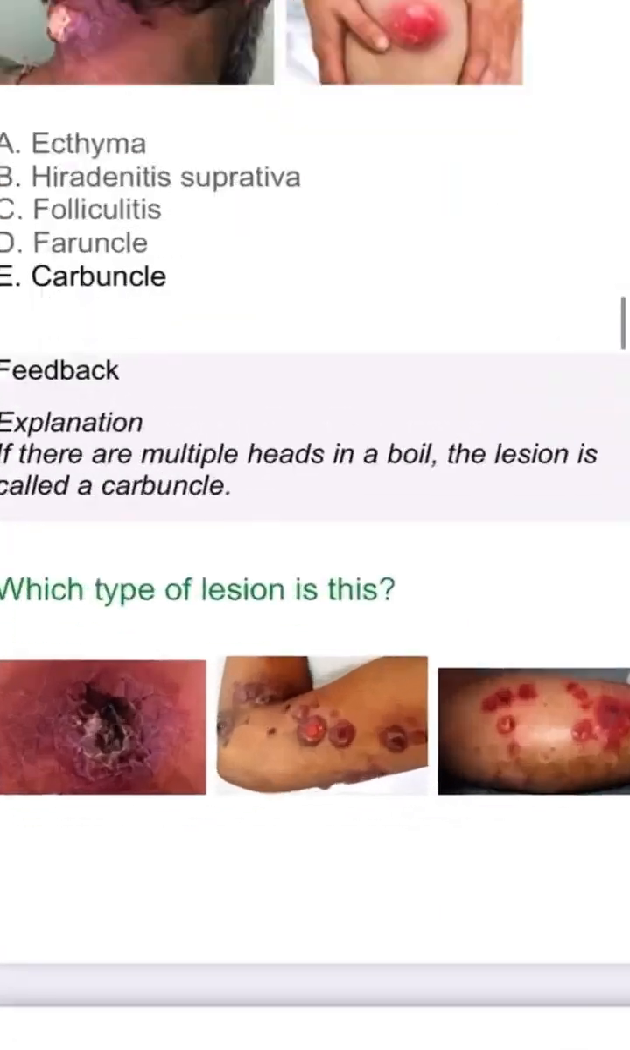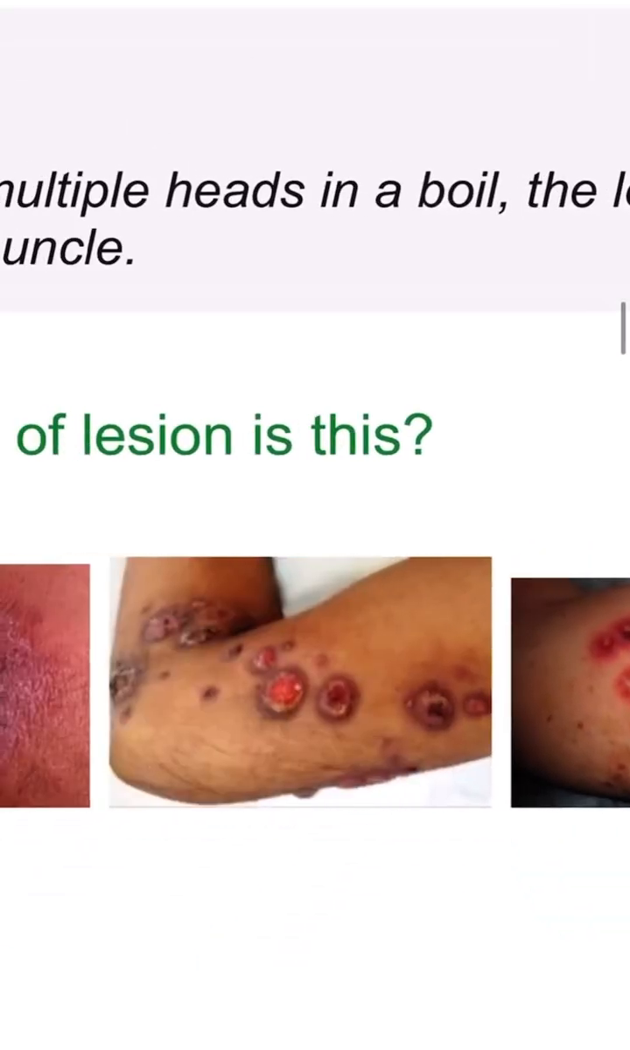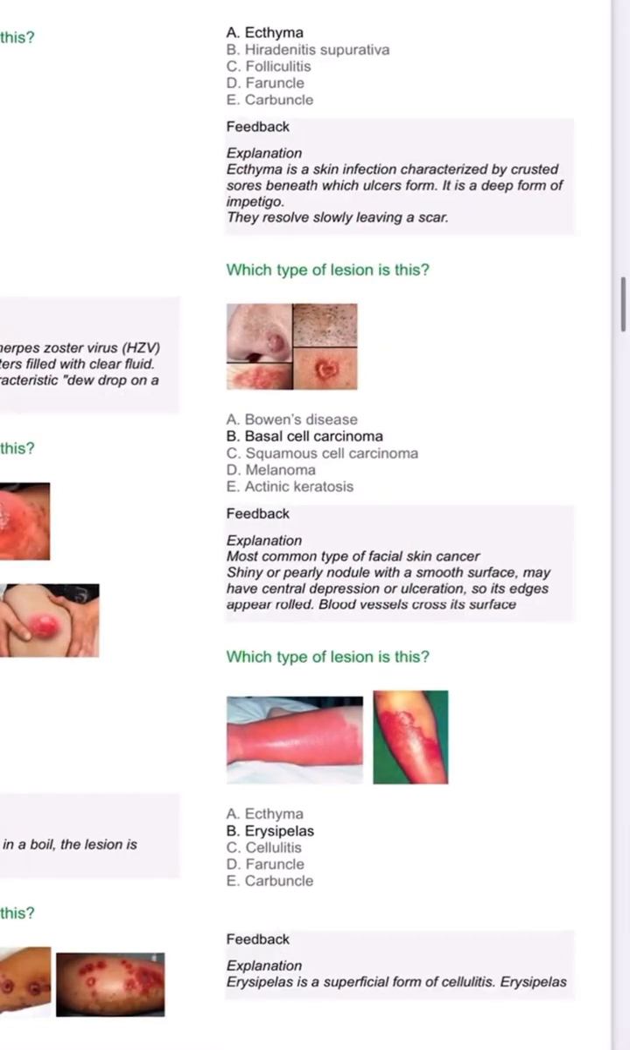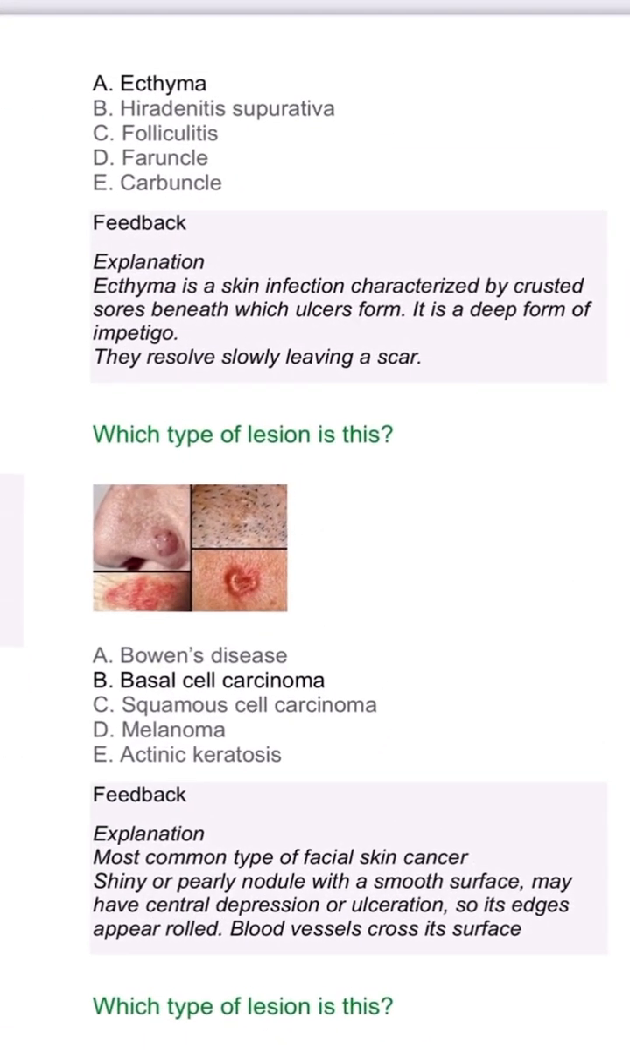Which type of lesion is this? So, ecthyma. Okay. So ecthyma is a skin infection characterized by crusted sores beneath which ulcers form. It is a deep form of impetigo, and they resolve slowly, leaving a scar. Okay.